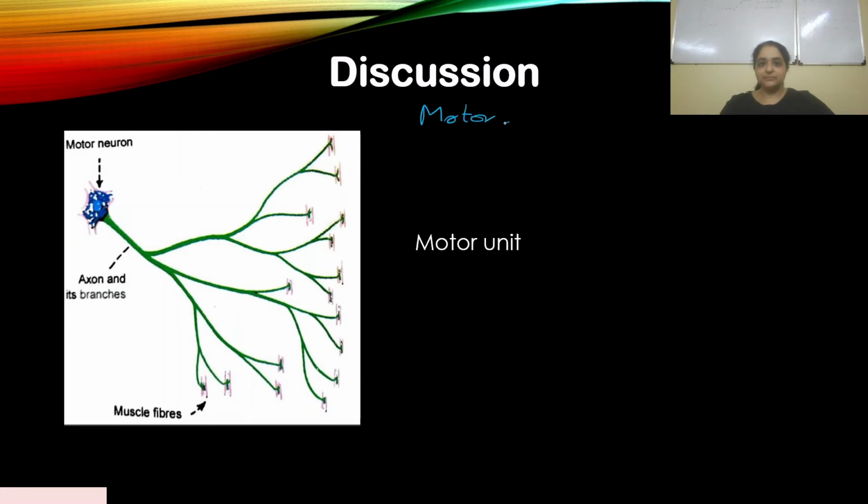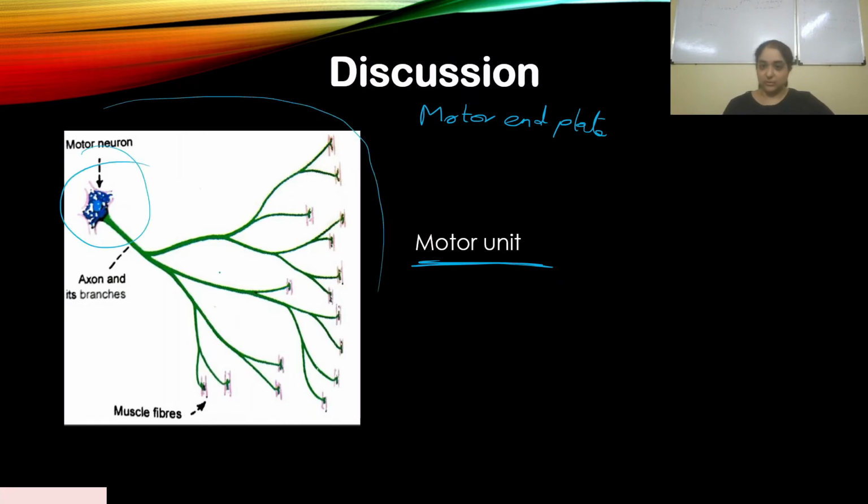Motor end plate. But there's another term called motor unit, and please don't confuse this with motor end plate. Motor unit is the whole structure, this muscle and the motor neuron. The whole structure includes the motor neuron as well as the muscle. That whole structure is called motor unit. Motor end plate or neuromuscular junction is the branching nerve terminals that then attach to the muscle. So if you ever get this in the exam, you know what I'm talking about.